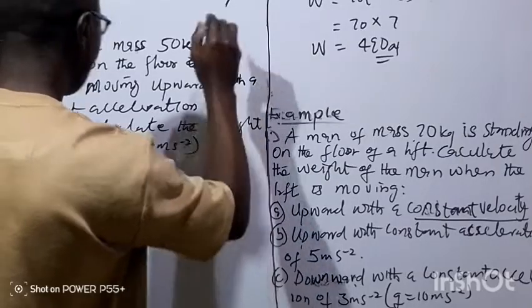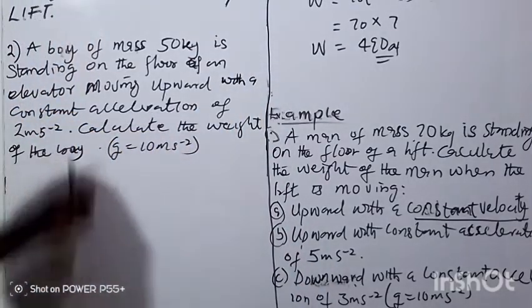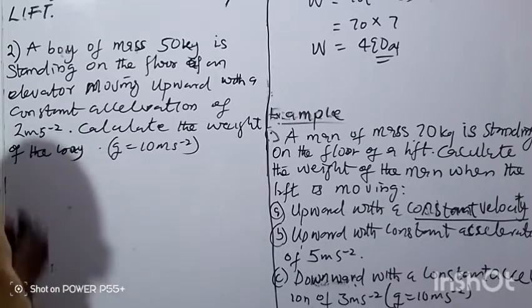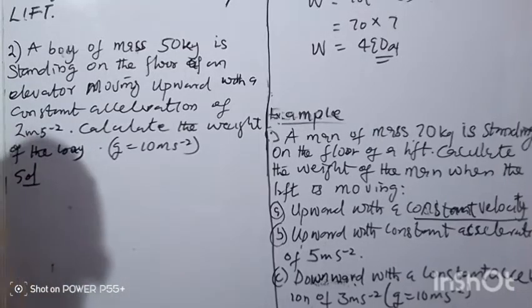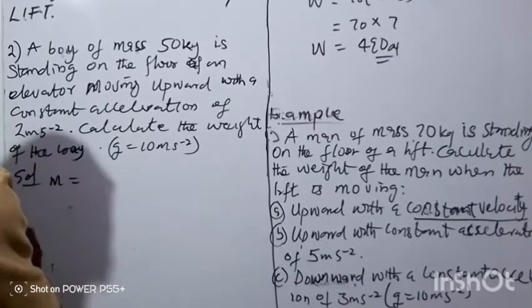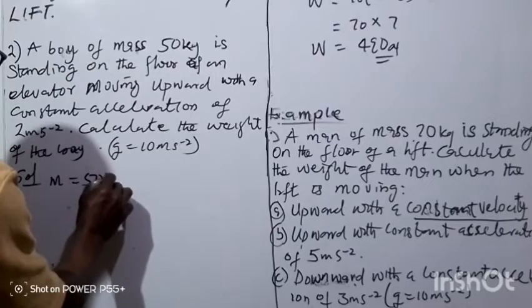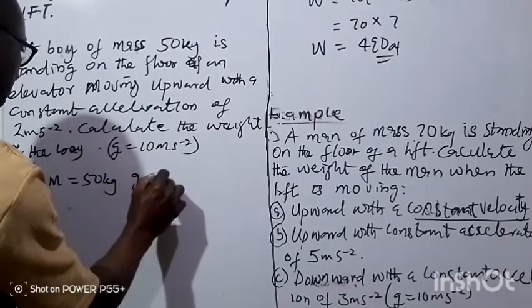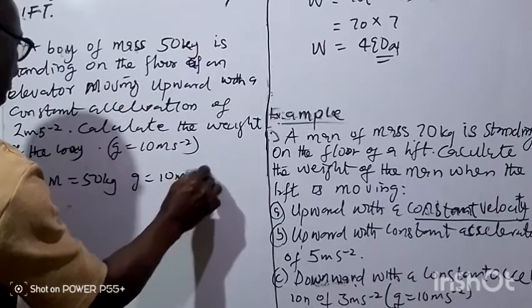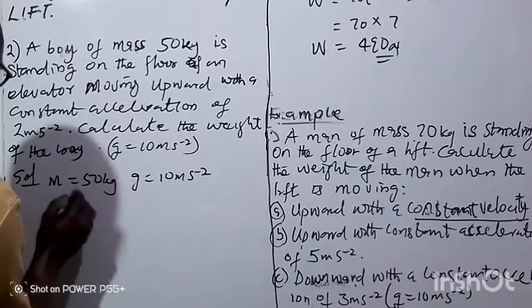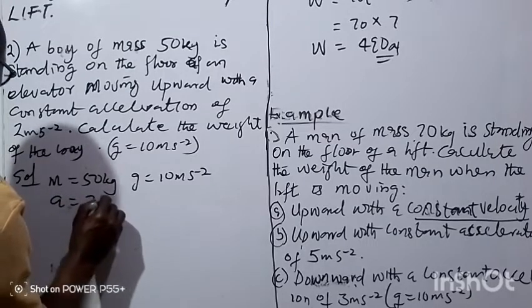Since this elevator is moving upward, don't forget our formula. Let's first write out the parameters. Mass is given: mass of the boy is 50 kg. g is given: 10 meters per second square. Then the constant acceleration, a, is equal to 2 meters per second square.